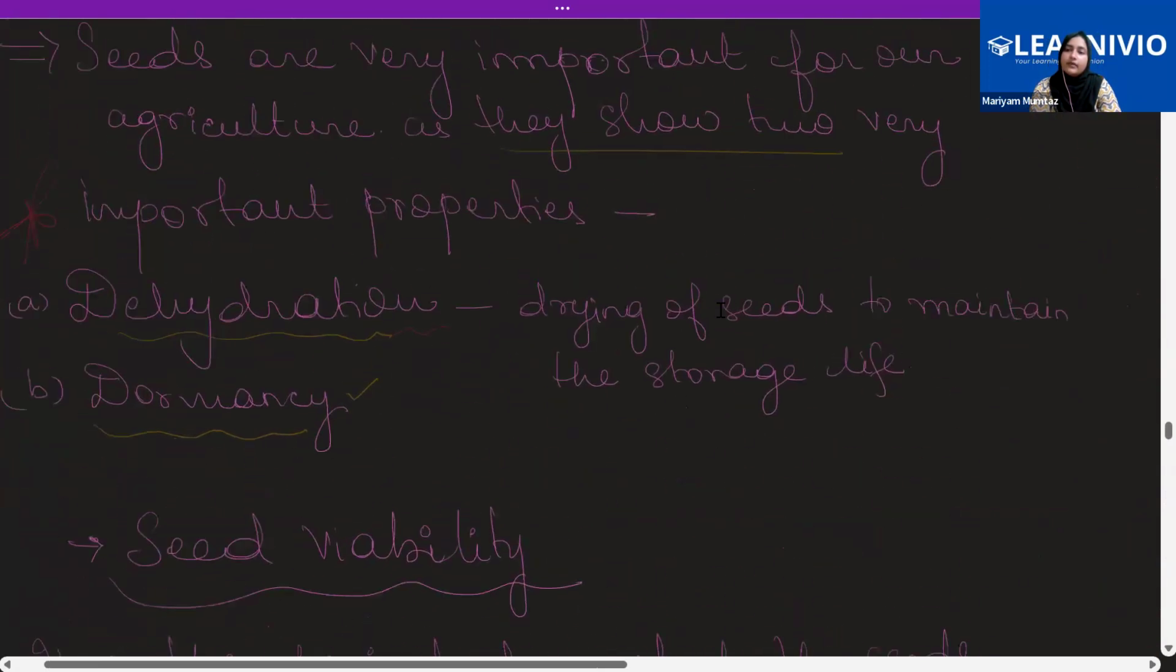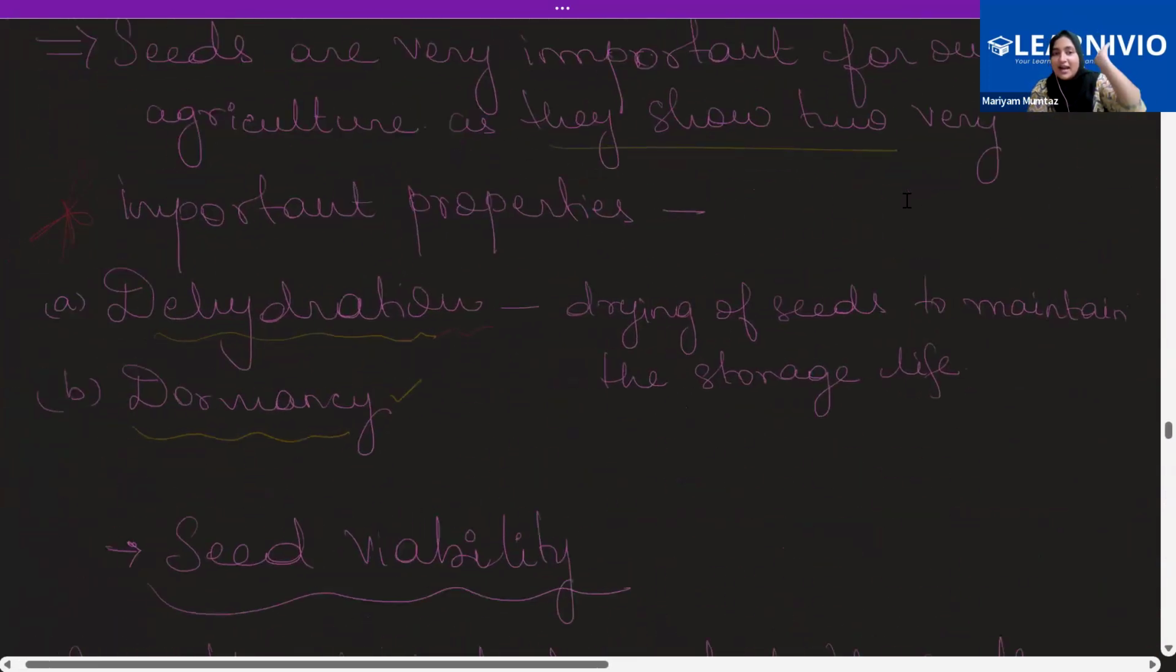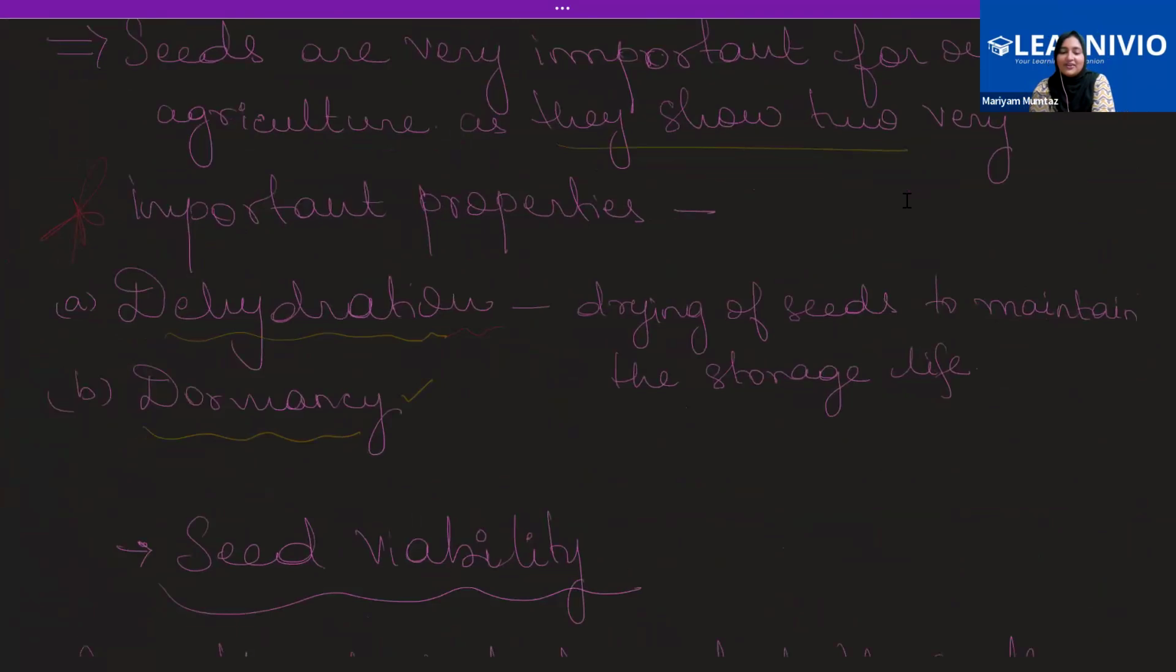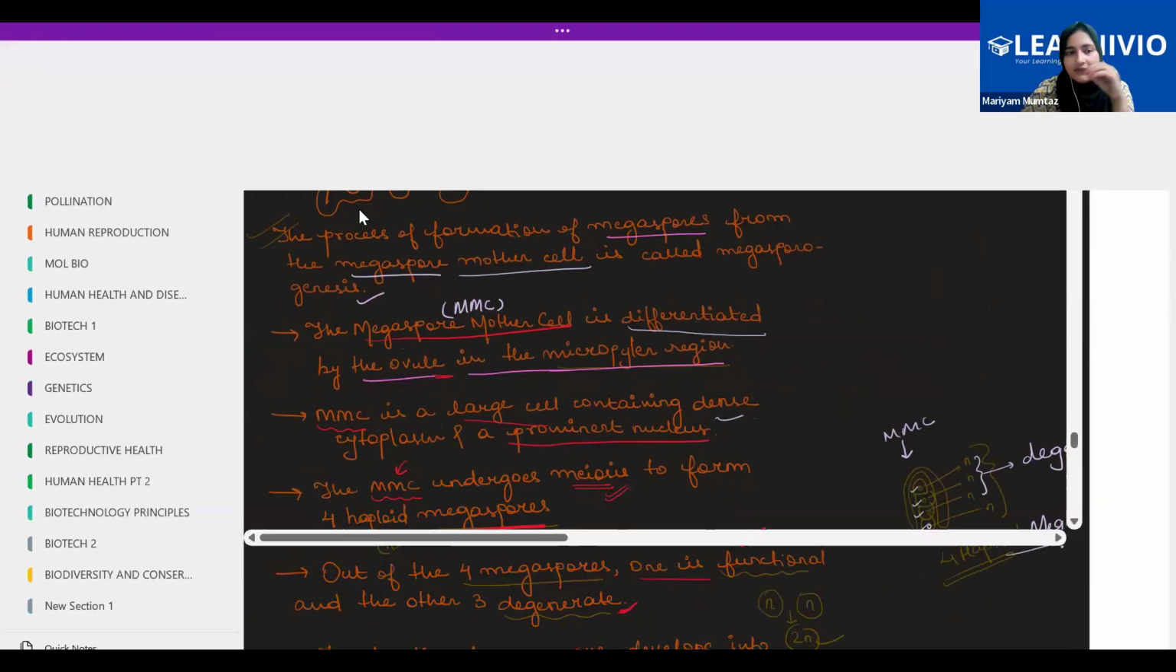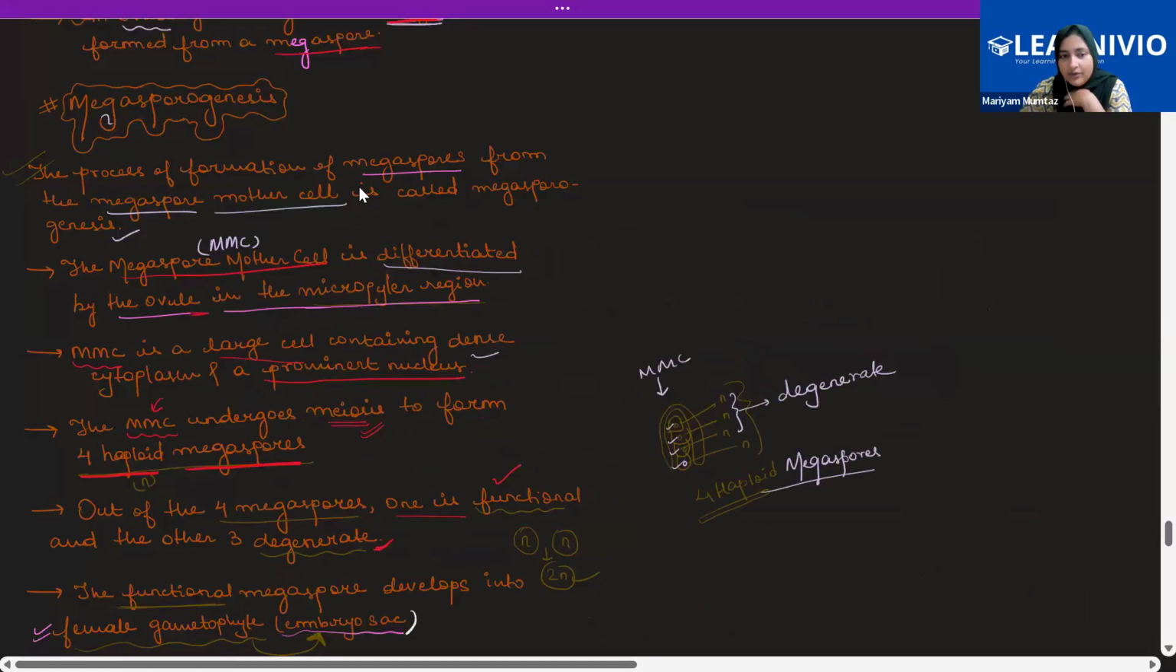Now tell me, students, what was the last thing you people were writing? Megasporogenesis. Megasporogenesis is like the first PDF. See, I know completing this PDF is not possible in today's class, obviously. So you write for a little while, till then I'll rest my throat. Then we'll start a new chapter today.